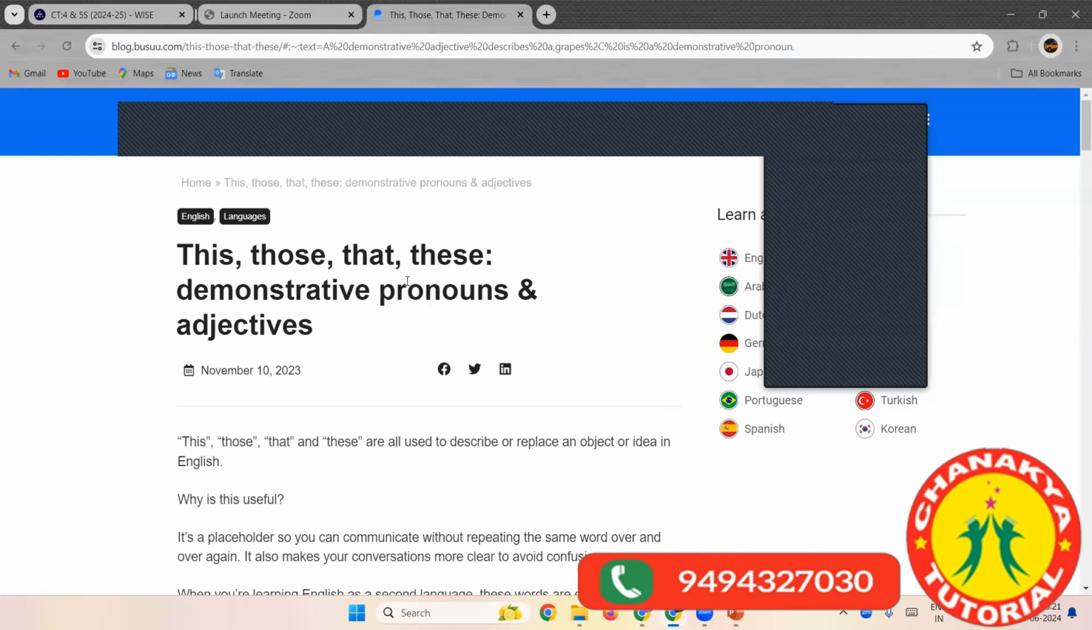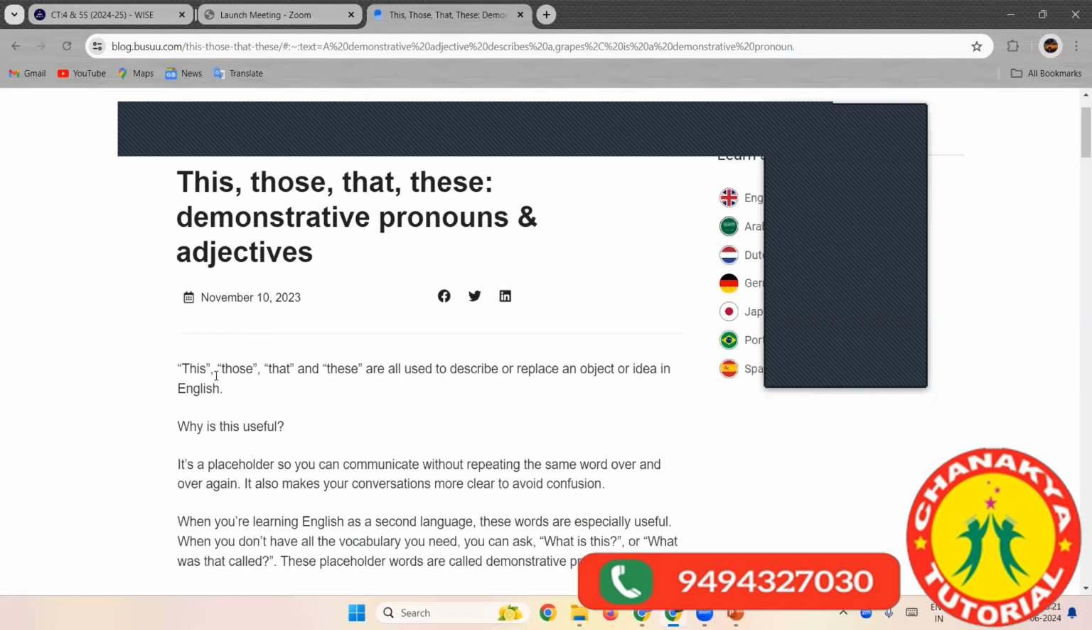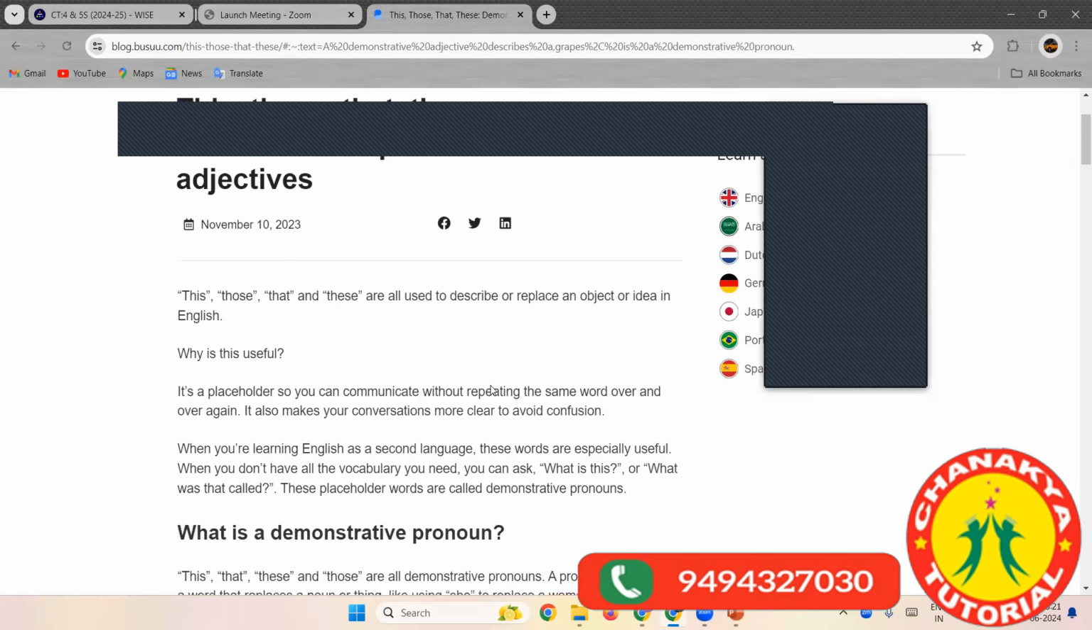Now the question is, where will we use this? If I give you a sentence, how will you find whether this is a demonstrative pronoun or a demonstrative adjective? That is the question. So we will read this blog. This, those, that, and these are all used to describe or replace an object or idea in English.